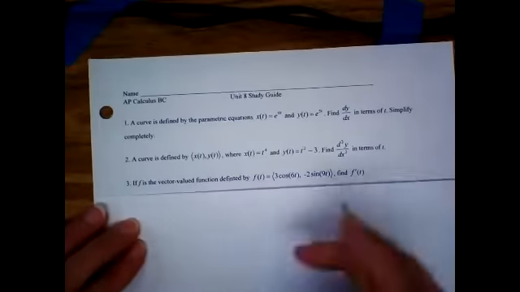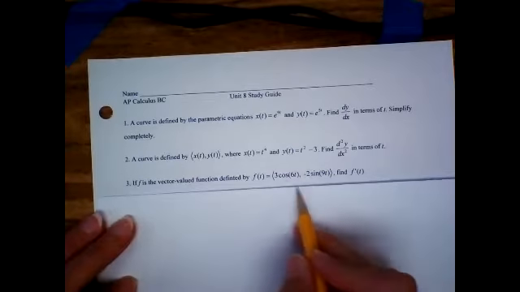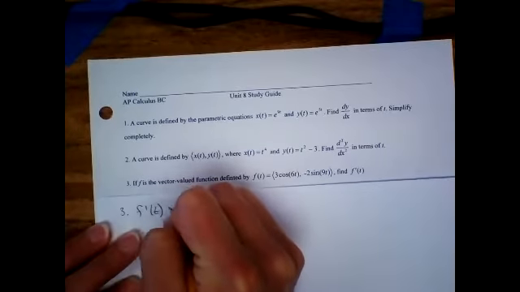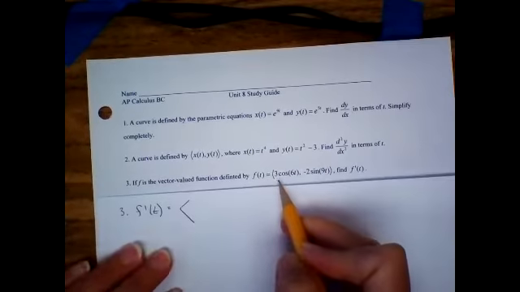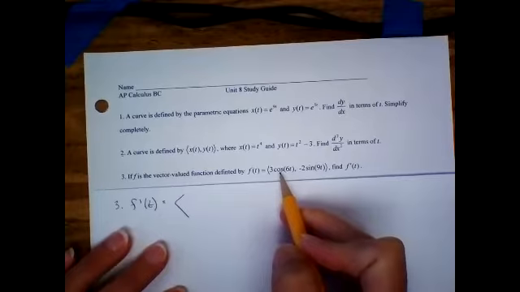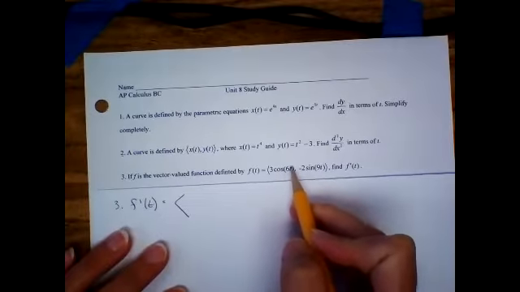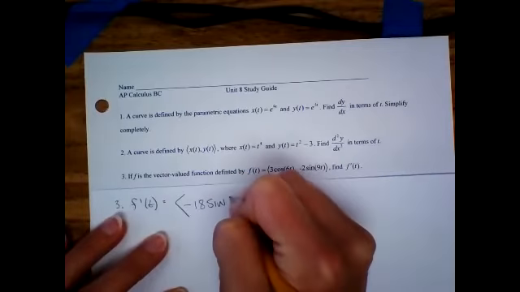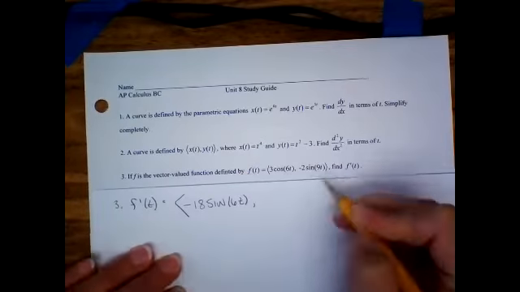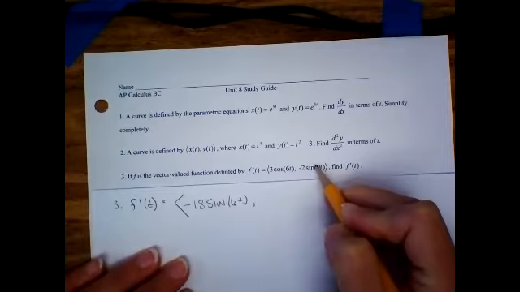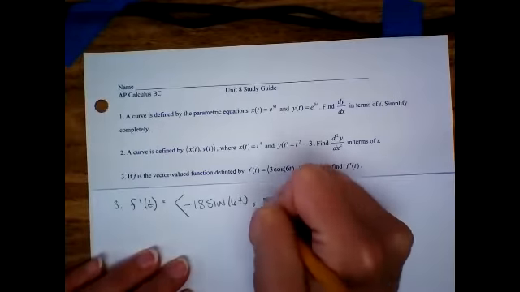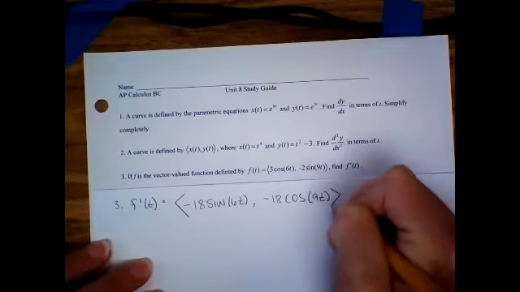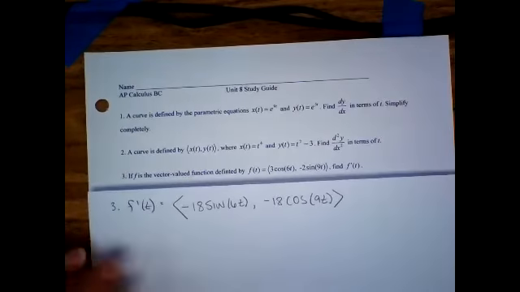All right, so number three, if f is the vector valued function defined by, and then we're given that, find the derivative. All right, so we're just going to do the derivative of each part of this. Derivative of cosine would be negative sine. And then we're going to have to do chain rule, multiply on another 6. This would be -18 sine of 6t. And then derivative of sine would be cosine. And then chain rule, we're going to have to multiply on a 9. So -18 cosine of 9t. And that's all we were asked for there. So that's all that we have to do for that one.